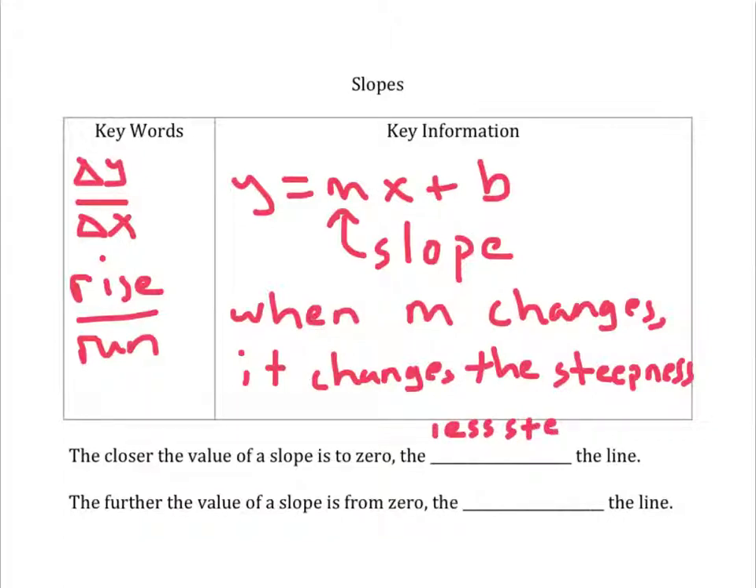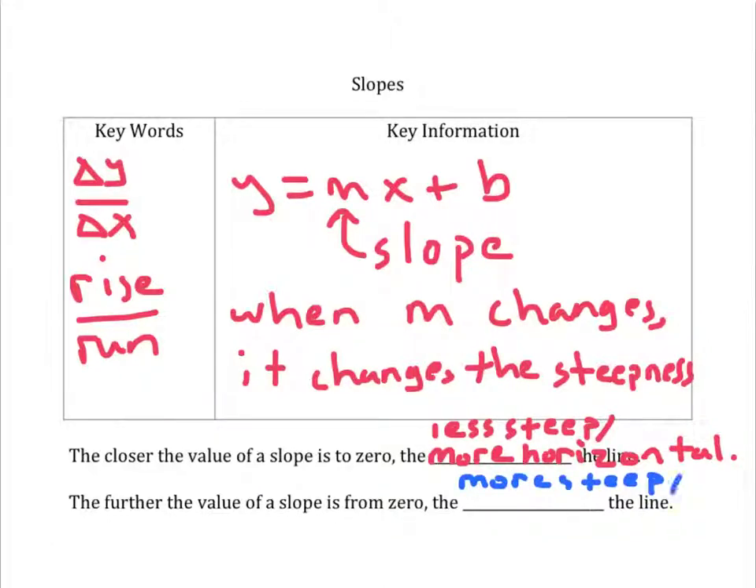The less steep, slash more horizontal. And then when we're talking about the value of the slope being further away from 0, we know that that's going to be the exact opposite. So that's going to be more steep, and that's also going to be more vertical.